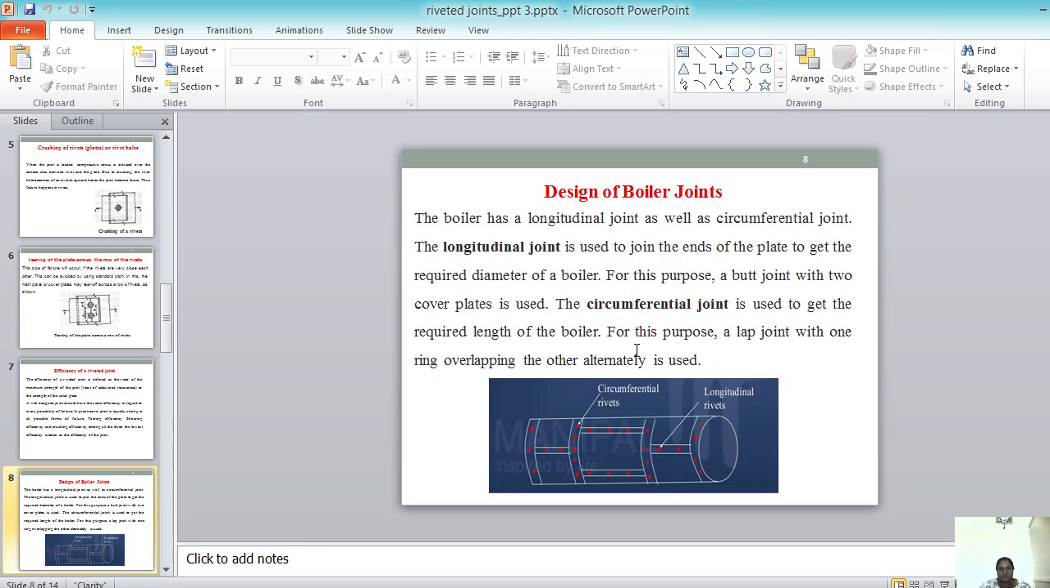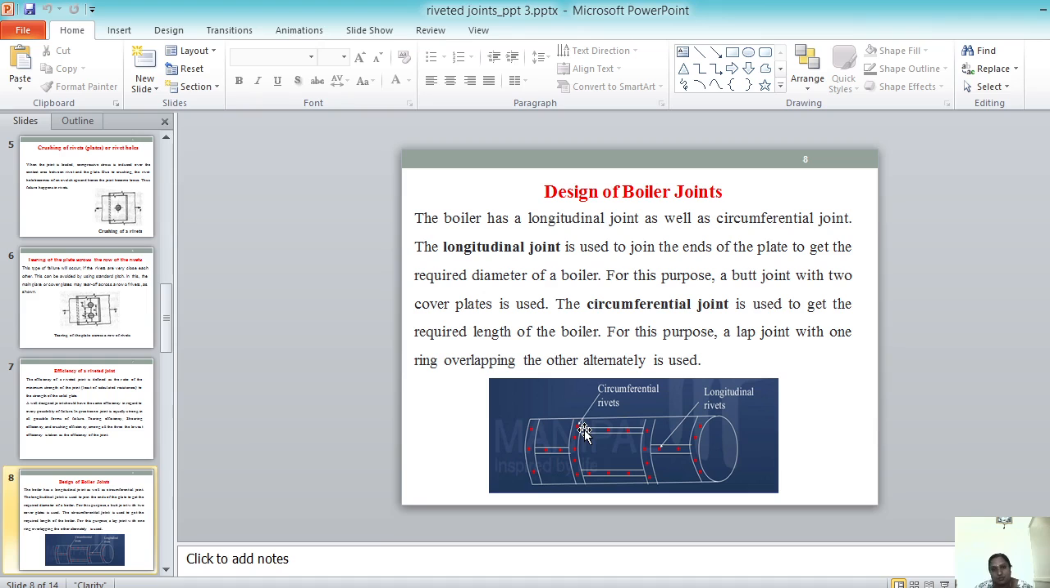This is about efficiency. So after defining all these things, the failures, the different terms, the different proportions of dimension, the efficiency, butt joint, lap joint, caulking, fullering, these are the different types of operations and terminologies. After discussing all this, we are shifting into the design of boiler joints. Especially in mechanical and thermal engineering, boilers are used in thermal power plants. So we are going to design the boiler joints.